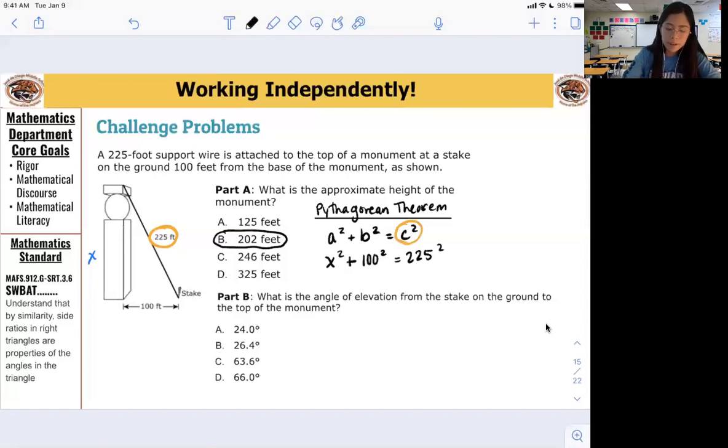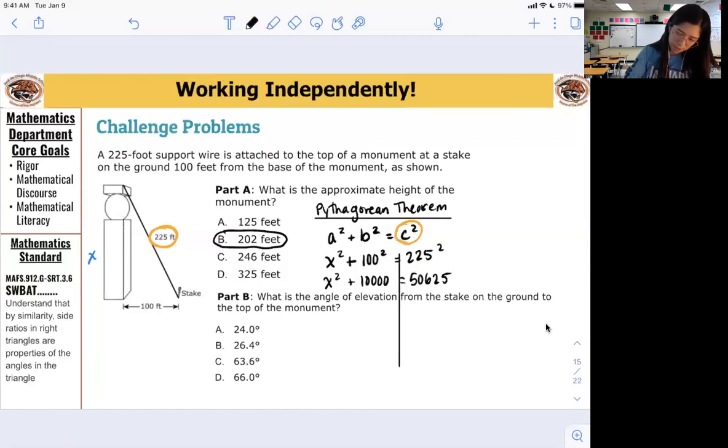Now I'm solving for x squared, so let's get all these numbers. What's 100 squared? I'm gonna guess it's 1,000. Probably not, it's a bit more than that. Oh, that's 10,000. Okay, 225 squared is 50,625. Good. What do I do to both sides?